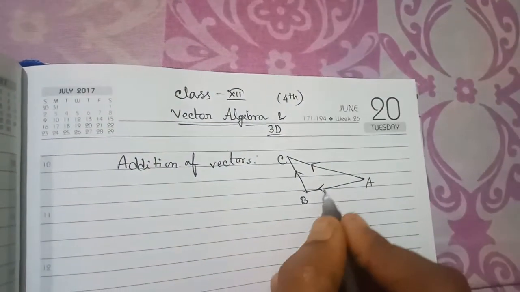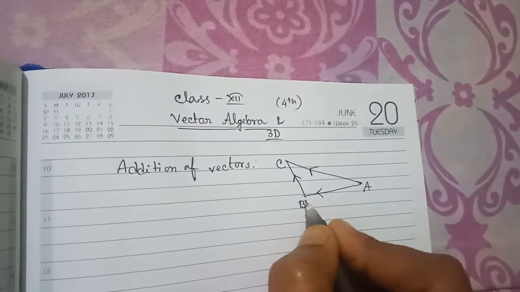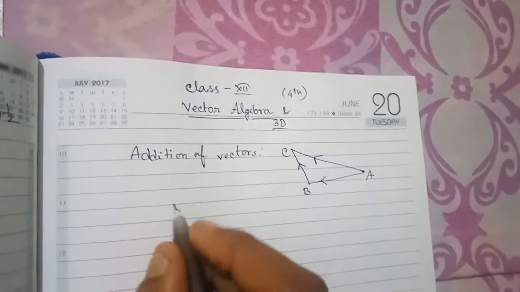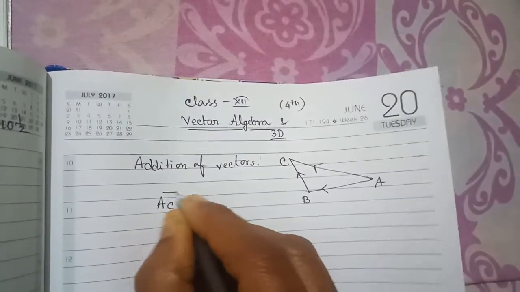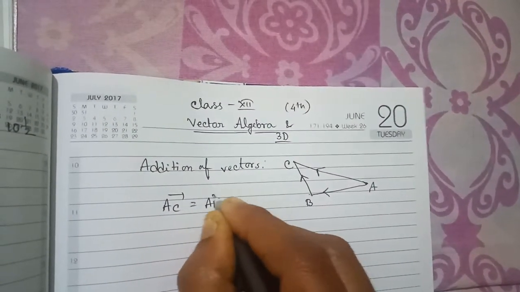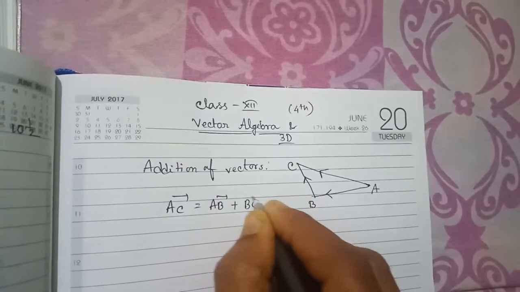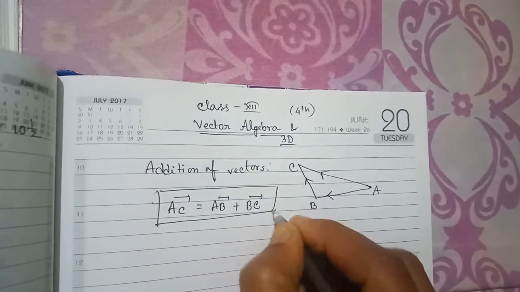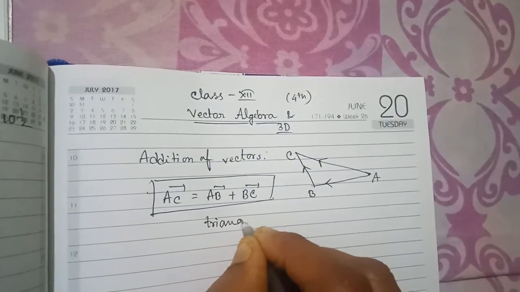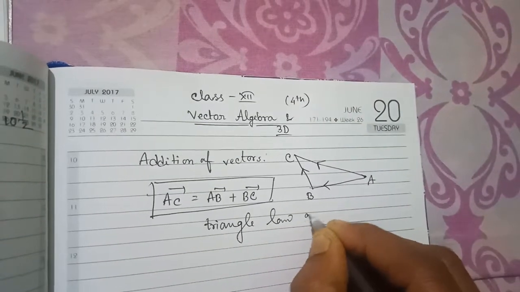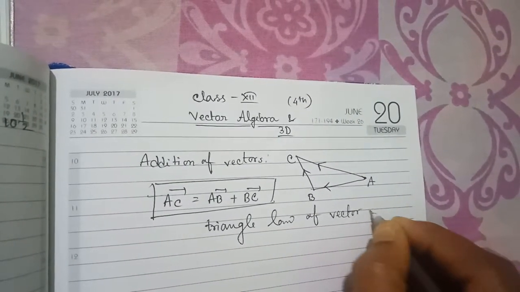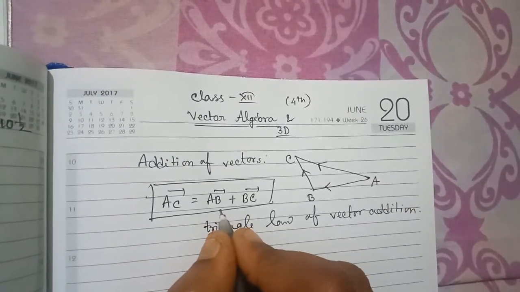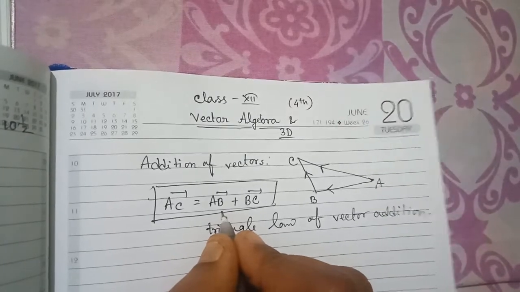So we have got three vectors here: AB vector, BC vector and AC vector. Now AC vector is equal to AB vector plus BC vector. This is known as the triangle law of vector addition. This is called the triangle law of vector addition.